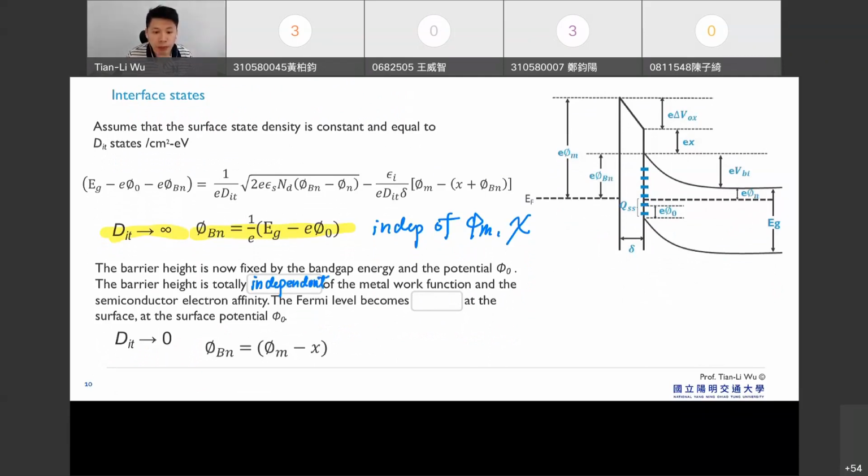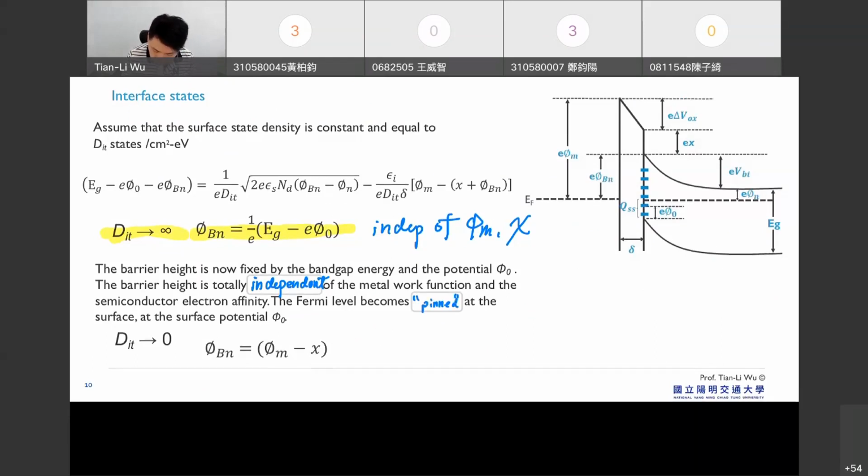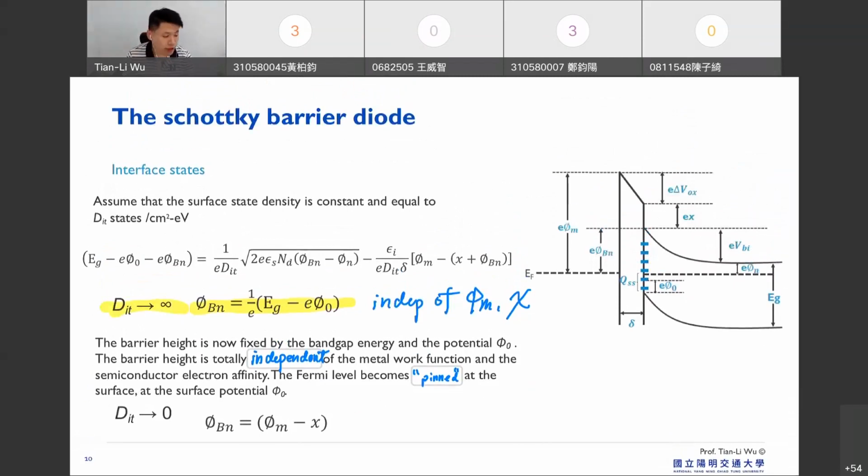Totally independent of the metal work function and the semiconductor electron affinity, the Fermi level becomes the PIM. This is how we call the PIM here. And this is what we call the Fermi level pinning effect.